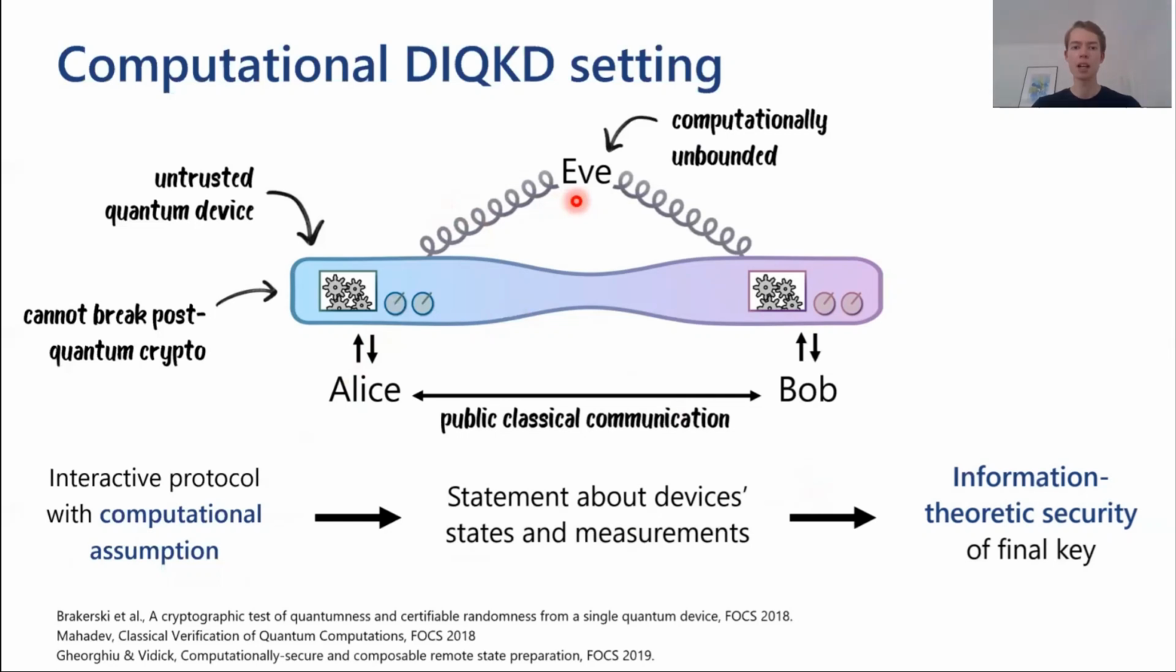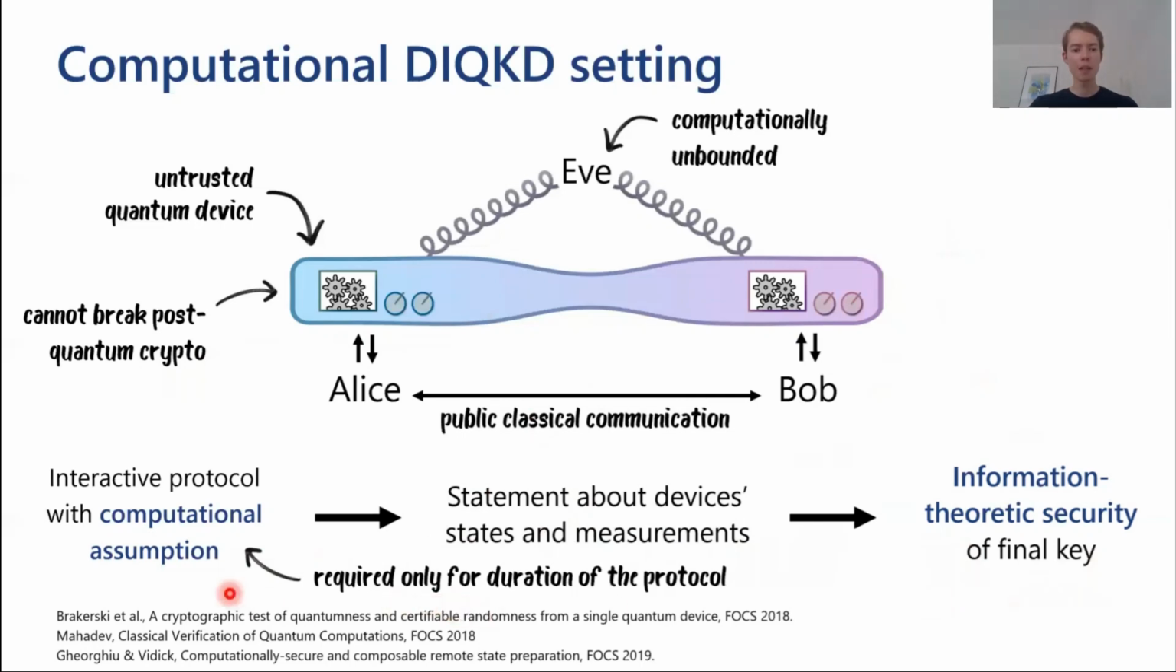So Eve remains computationally unbounded as in standard DIQKD. And secondly, this computational assumption is only required for the duration of the protocol. So once you are sure that for the duration that you ran the protocol to generate the key, this device didn't break this post-quantum crypto primitive, then the final key that you get out is still information theoretically secure. It still has the same level of security as from standard DIQKD. Okay, so this is this computational DIQKD setting and the basic proof strategy that one would follow here.